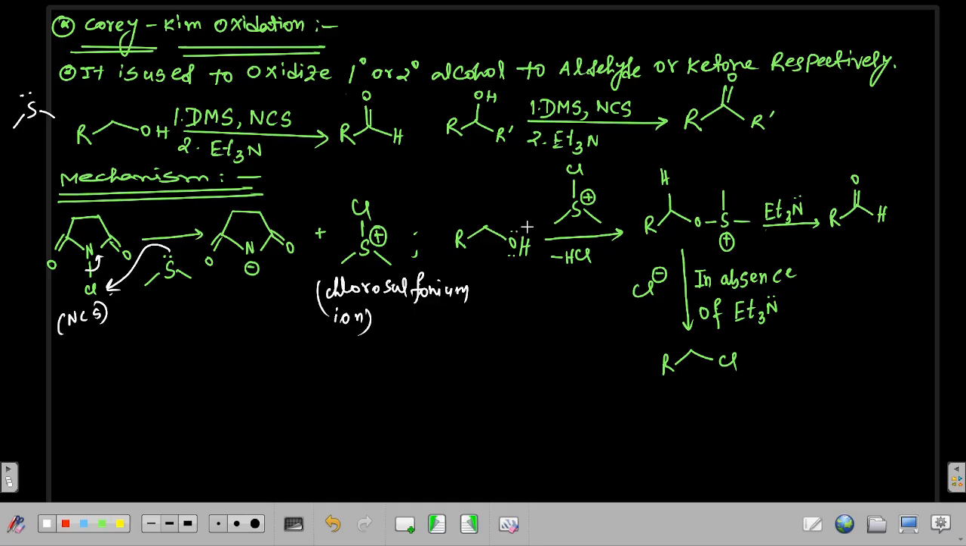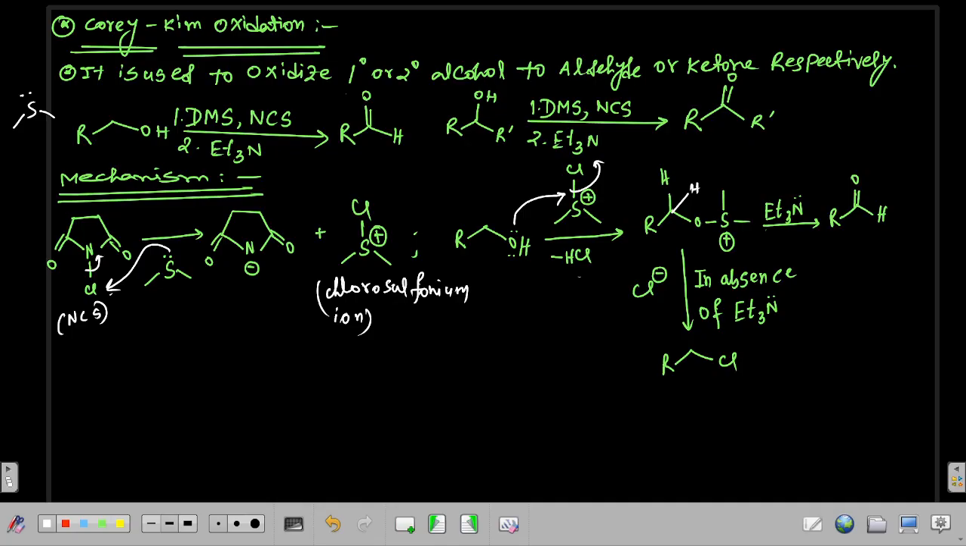Now this chlorosulfonium ion will react with our alcohol. Our alcohol has a hydroxyl group, and in this hydroxyl group, oxygen has a lone pair. This lone pair will attack this chlorosulfonium ion, and it leads to the removal of HCl, so it will form RCH2O bonded with sulfur.